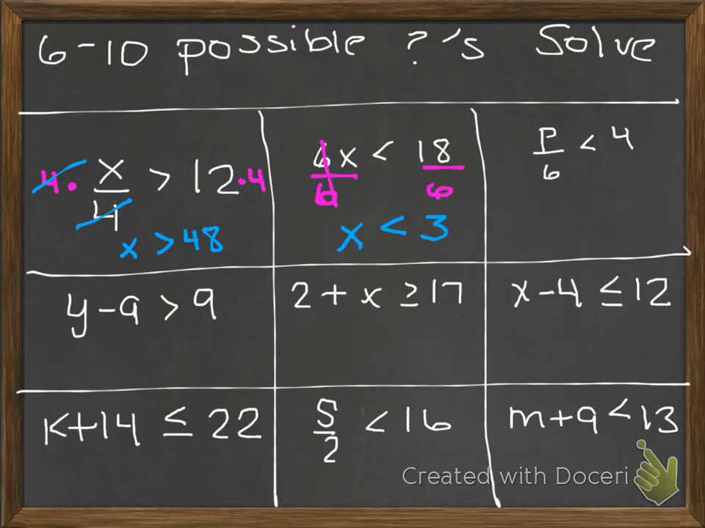All right, now we're going to take a look at this one in the top right corner. We have p divided by 6 is less than 4. So again, we're going to look at p, that's our variable. It's being divided by 6. So the inverse of dividing by 6, or the opposite, is going to be to multiply each side by 6. So we're going to multiply each side by 6, crossing those out. And then we'll be left with p by itself is less than 24.